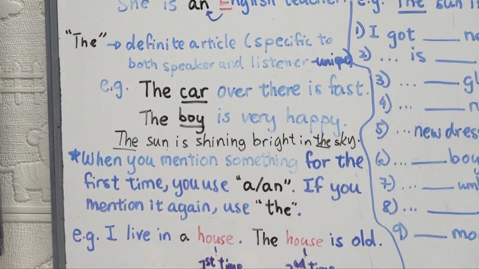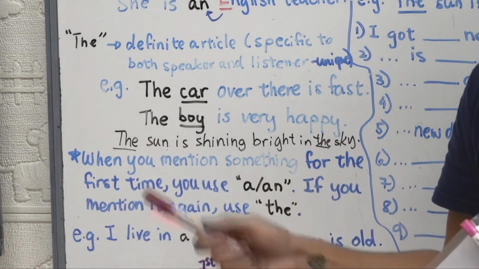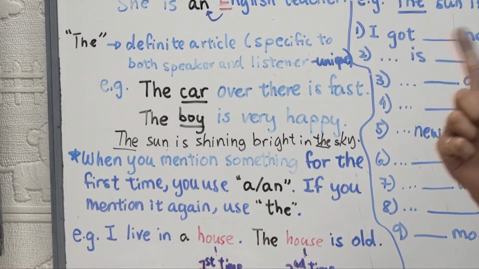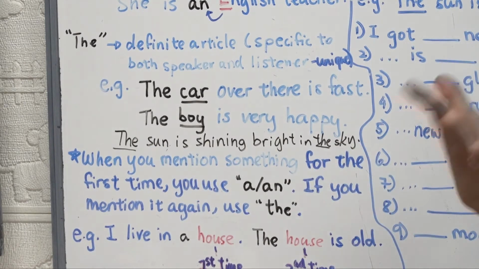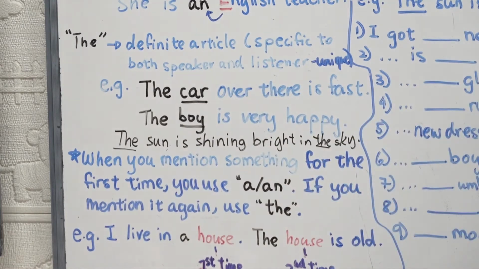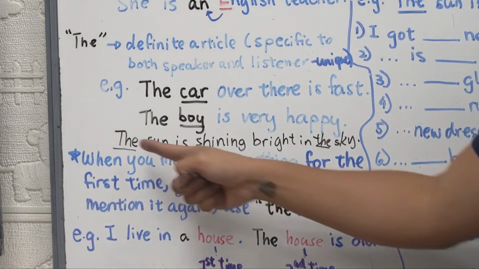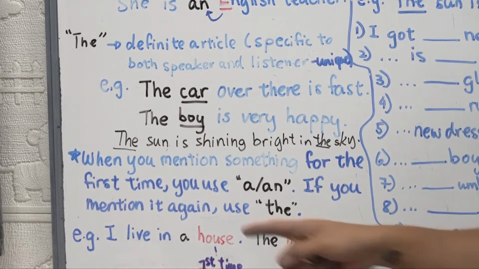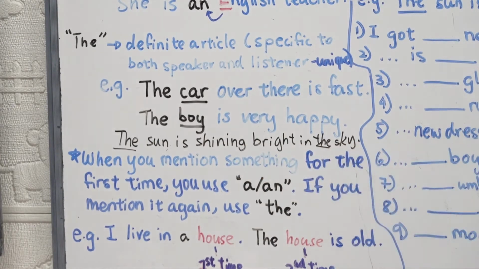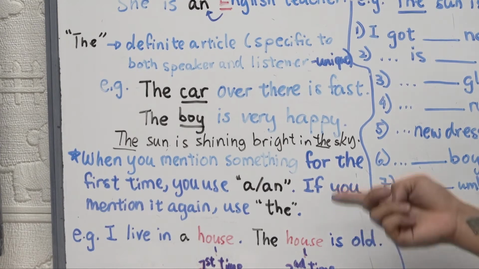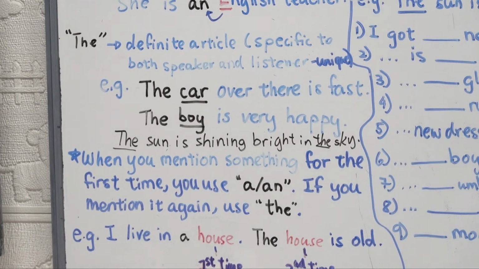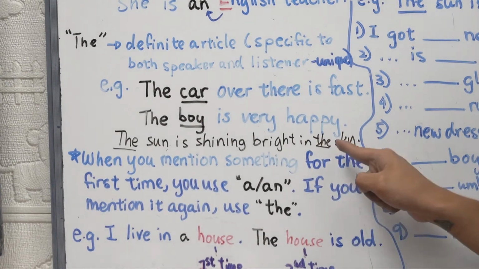Now you may ask me, Mr. Joe, before you said we only use the for unique things, right? When we're talking about specific things. Yes, exactly. The sun. How many suns do we have? Just one sun, right? And that sun is the same sun that the speaker and the listener are talking about. So it's the same object, the sun. It's the same object we're talking about. Is shining bright in the sky. Now this sky, this place, the sky, is the same sky that the speaker and the listener are talking about. It's the same sky. Alright? So, the sun, the sky.